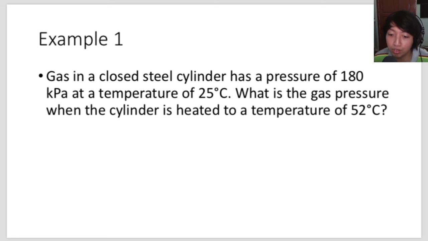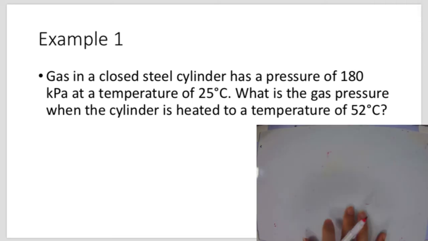Alright, last example for today. We're almost done. Well, at least we're almost done for lecture. You still have work to do after this. So a gas in a closed steel cylinder has a pressure of 180 kilopascals at the temperature of 25 degrees Celsius. What is the gas pressure when the cylinder is heated to a temperature of 52 degrees Celsius?